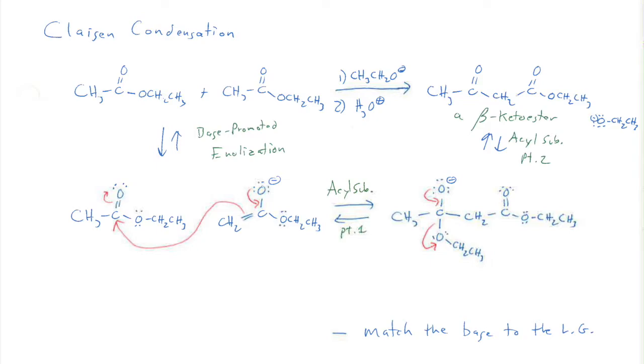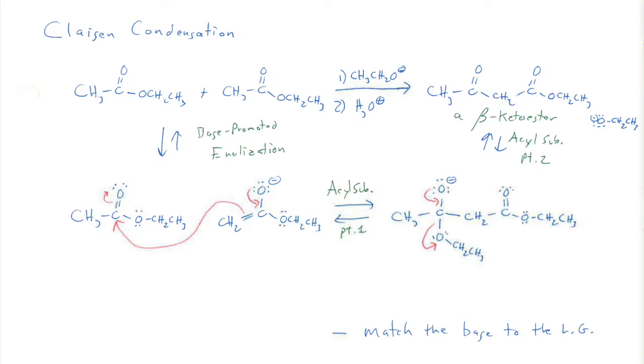If you matched the base to the leaving group of the ester, then if the ethoxide attacks the carbonyl carbon and does an acyl substitution, all that's going to happen is you're going to wind up replacing ethoxide with ethoxide, and you can't tell anything happened. So the only thing that can happen productively is the enolization, and that then can lead to the Claisen condensation products.